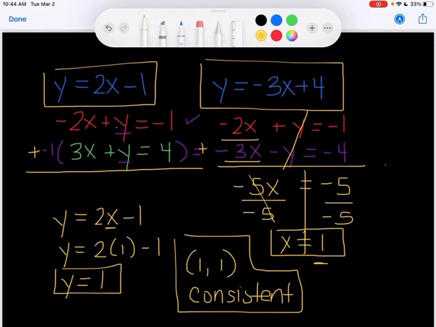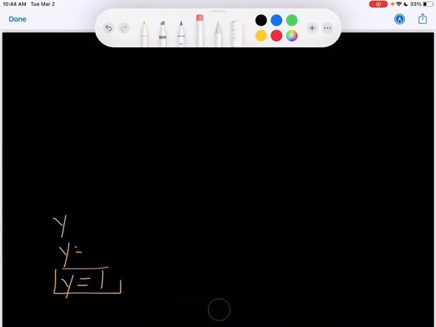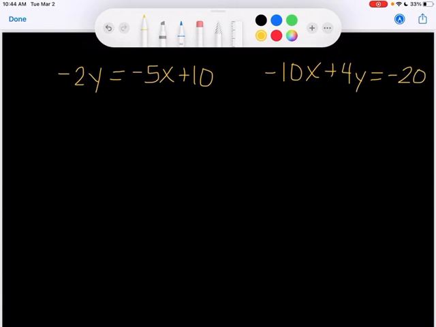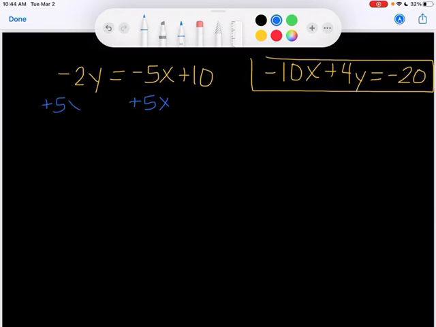All right, let's look at one more example. Let's say that we're given the equations negative 2y equals negative 5x plus 10, and negative 10x plus 4y equals negative 20. What's nice is this second one is already in standard form, so I don't have to change anything there. But for the first one, I need to add the 5x over to get it in standard form, so that it is now 5x minus 2y equals 10.